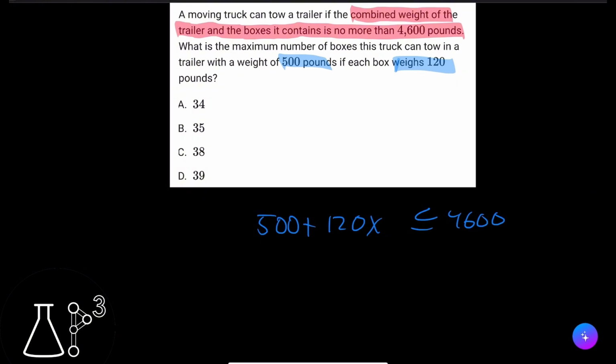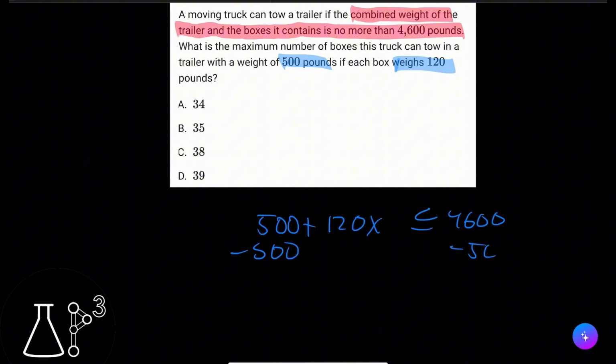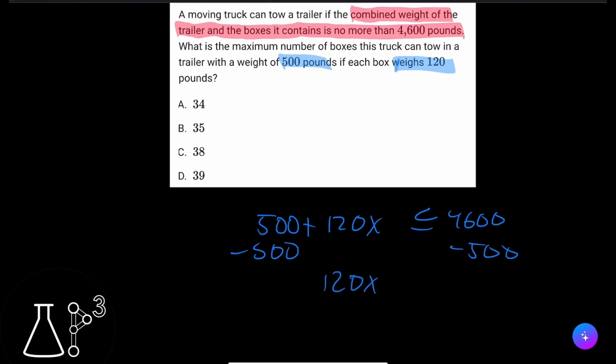So what we can do is subtract 500 on both sides, and I'm left with 120x is less than or equal to 4,100. So now I have this inequality, and I got it because I understand that the boxes in the trailer cannot weigh more than 4,600. The trailer itself weighs 500, and each box weighs 120 pounds. So I write 120x to show that x is the maximum number of boxes that can be used for the trailer, or how much the trailer can hold along with the weight of itself. I hope that makes sense.